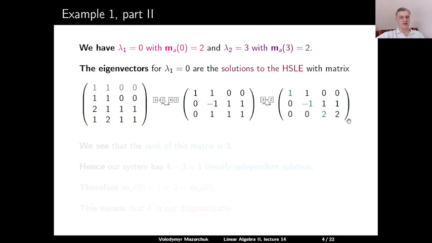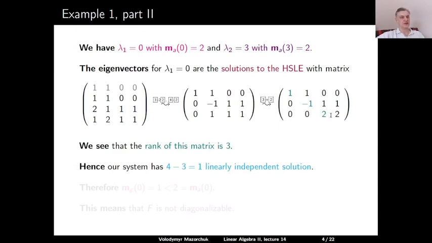And now we have the matrix with 3 rows, and we have leading elements in columns 1, 2, and 3. So the rank of this matrix is 3. And since we have 4 columns, it means that our system has 4 minus 3, which is 1 linearly independent solution. Therefore, the geometric multiplicity of the eigenvalue 0 is 1, which is strictly smaller than the algebraic multiplicity 2 of this eigenvalue. And this means that f is not diagonalizable. So this linear operator f is not diagonalizable. And this completes this example.